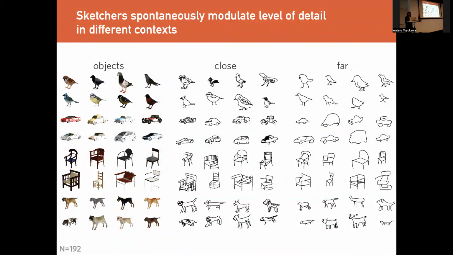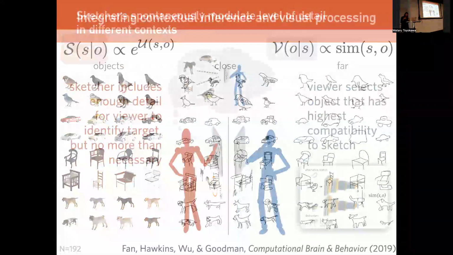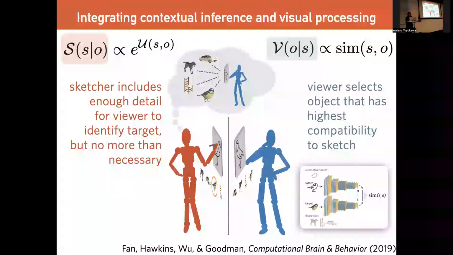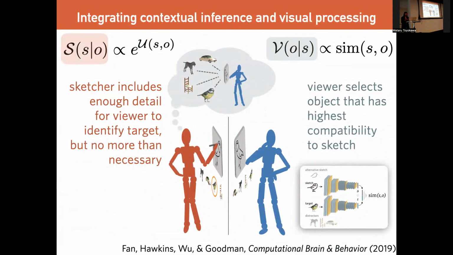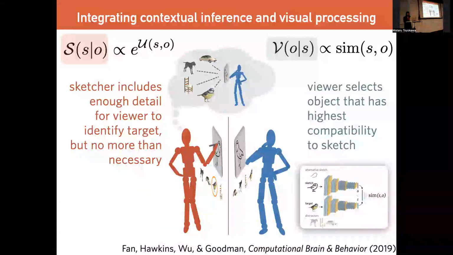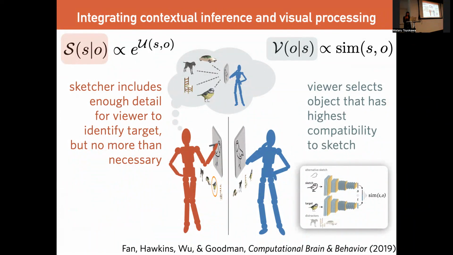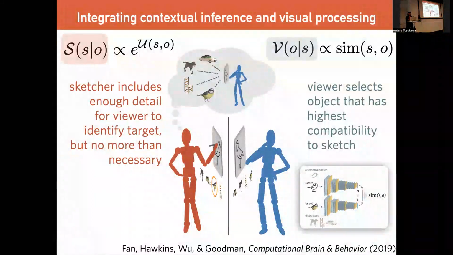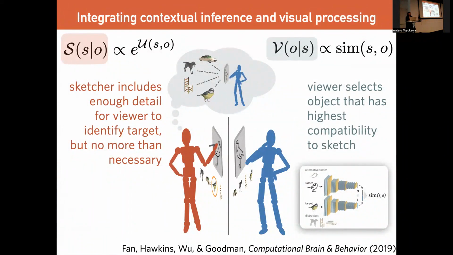And then to capture that behavioral flexibility, my collaborators, Robert Hawkins, who gave a talk yesterday, Mike Wu, and Noah Goodman, and I proposed a computational model of the sketcher that used a convnet to encode visual inputs into a generically abstract feature space. And that was nested within a probabilistic model that inferred what kind of drawing to make depending on the context. Basically, a drawing that was detailed enough to help a viewer know which object was the target that the sketcher had in mind, but no more detail than necessary.